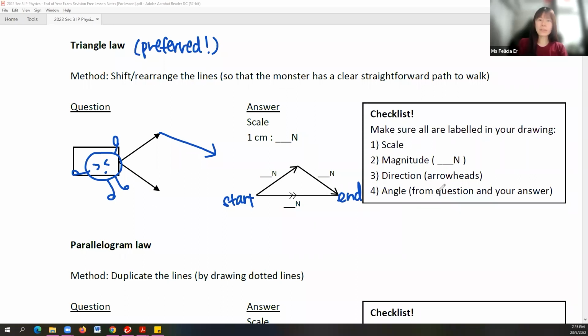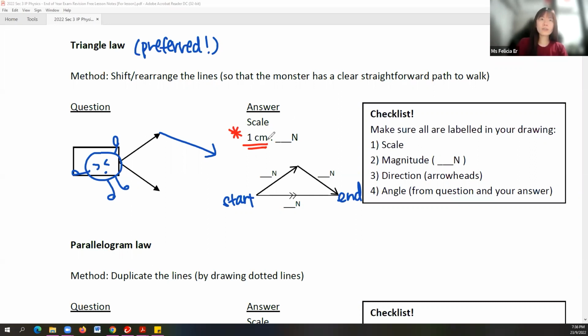So for your exam, please remember that whenever you draw, think of these 4 points to make sure that you have a complete answer. Number 1, you need to have a scale. Take note that scale must start from 1 cm. So don't write a scale of 2 cm is to something.